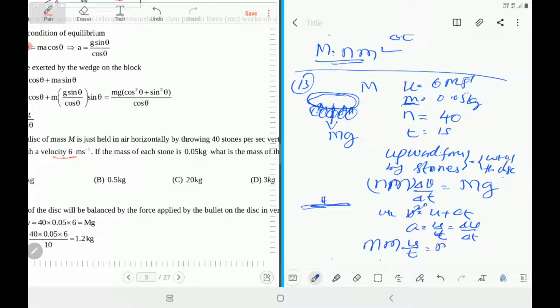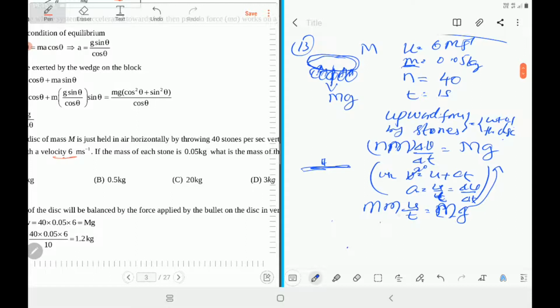That is equal to mg. It's very simple. So you are using this relation and finding a. What is a? Acceleration. Mass times acceleration. What is acceleration? U by t. Change in velocity by time.